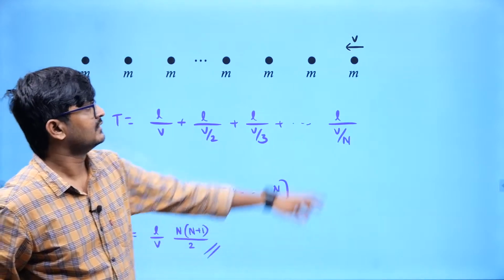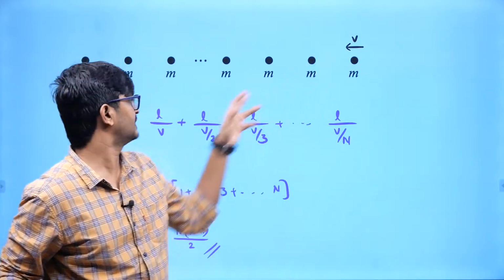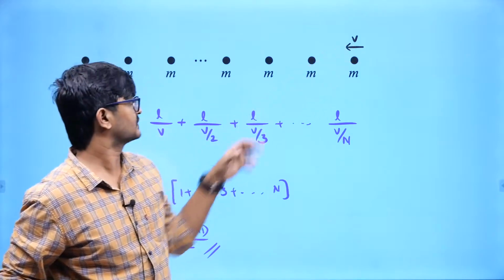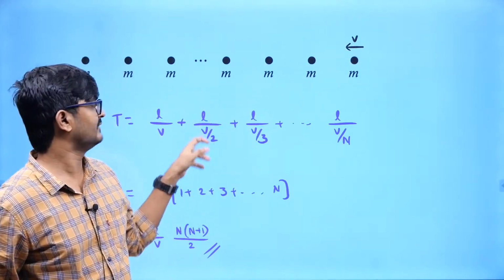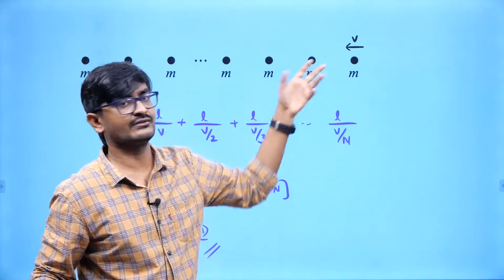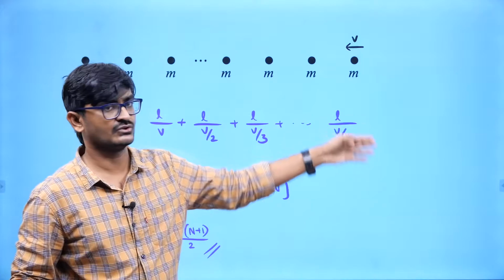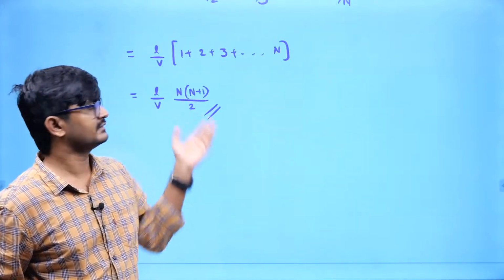Now what will happen? What is the time taken for these two collisions? L by v. Now after these two collide, the velocity will become v by 2. So what is the next collision time? It is L by (v by 2). Now once these three collide, then the velocity will become v by 3. So what is the time of collision? Next collision L by (v by 3), and so on. So when you do it, you will be getting the same answer.